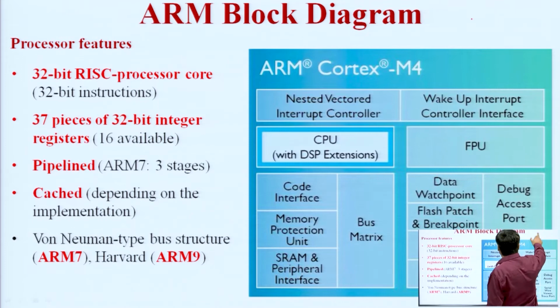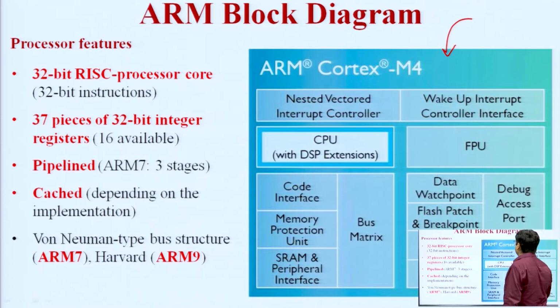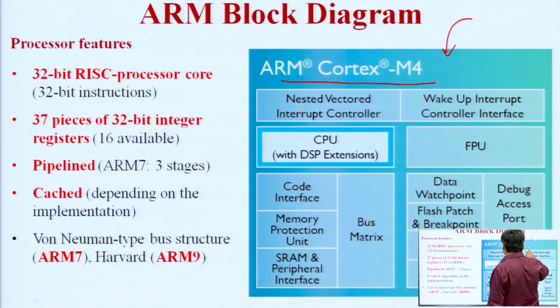This diagram represents a more complex view of the previous diagram. Basically this is the ARM Cortex M4. This diagram is taken from the ARM Cortex manuals. It has a nested vectored interrupt controller CPU. It has an enhanced DSP processor.